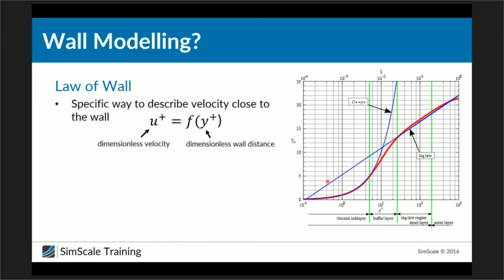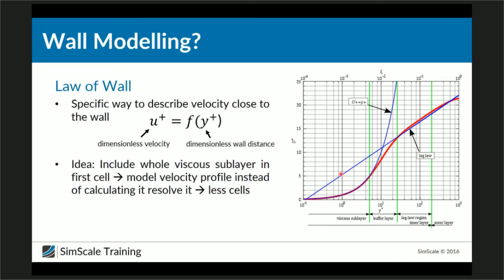Then we have a buffer layer and a log region inner layer, and they are calculated mainly using the turbulence model. Krishna, during this demo, will also set up the turbulence model, and then I think he can also explain a little bit why he's using the model. But this viscous sublayer can be represented by one cell, and that's the idea of using wall functions.